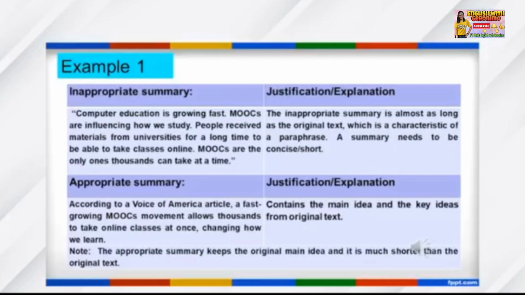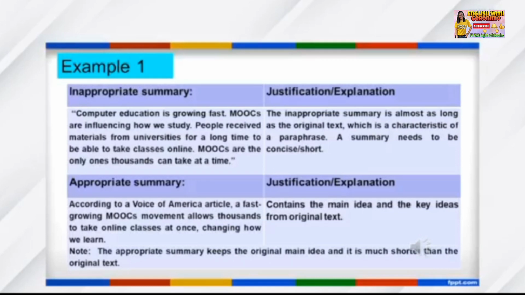Computer education is growing fast. Blogs are influencing how we study. People received materials from universities for a long time to be able to take classes online. MOOCs are the only ones thousands can take at a time. It is inappropriate because the summary is almost as long as the original text, which is a characteristic of a paragraph. The summary needs to be concise and short.